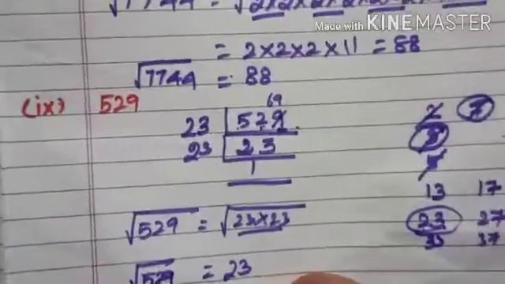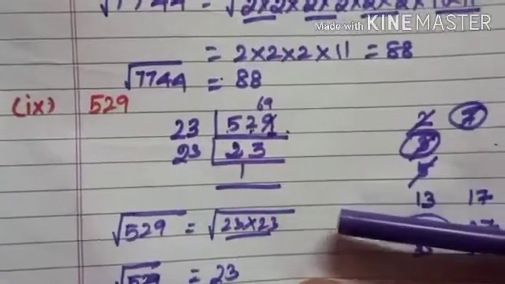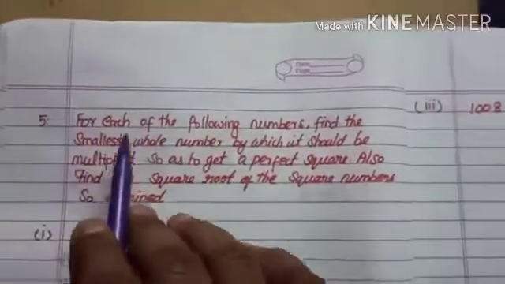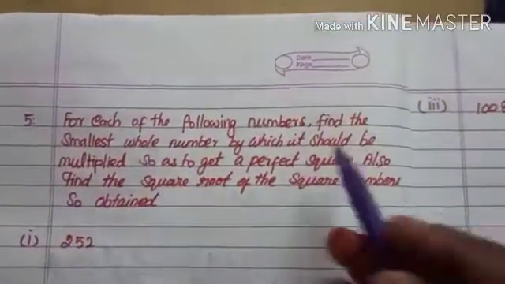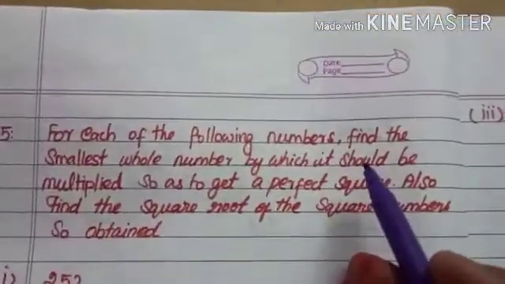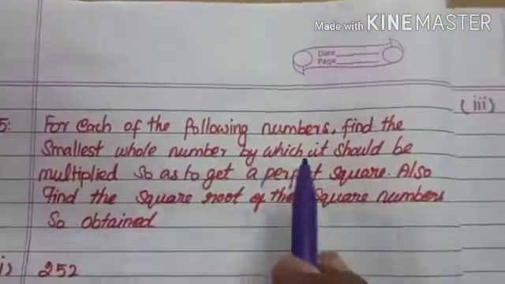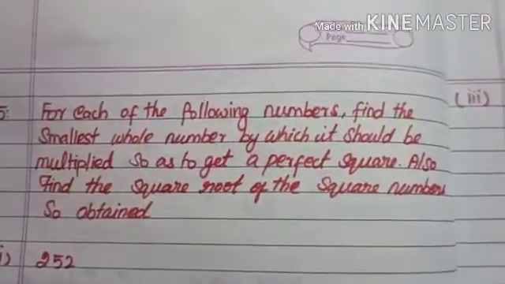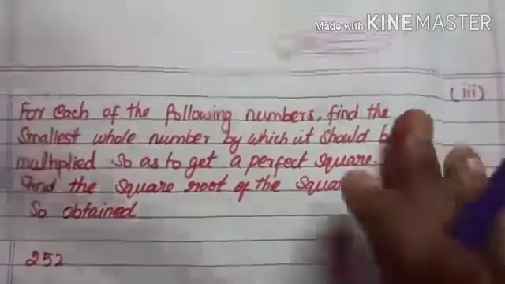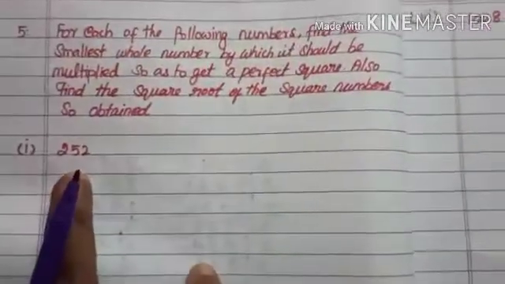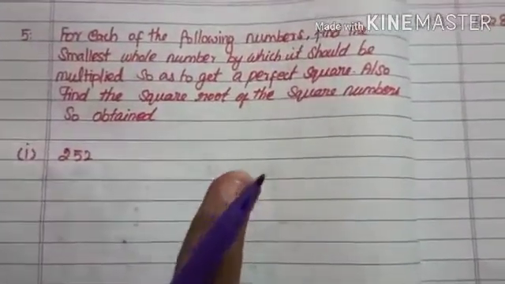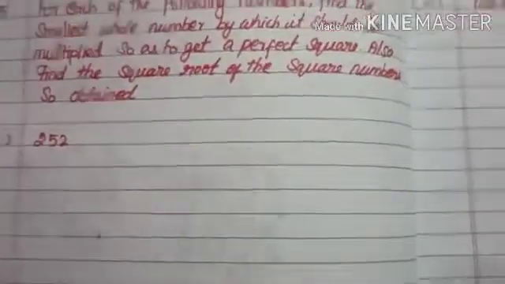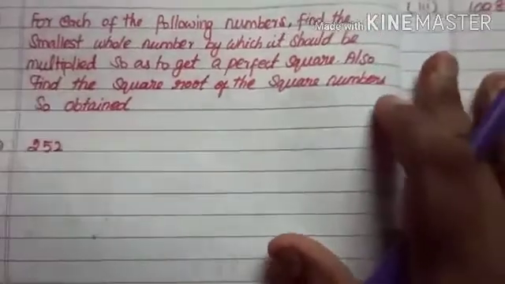Okay, next we move on to Roman letter question number 5. The first process is always prime factorization, but here you need to find the smallest whole number by which it should be multiplied. So first you need to find the prime factorization. If any prime factor comes without a pair, you need to make a pair. After that you need to find the square root of the new number.